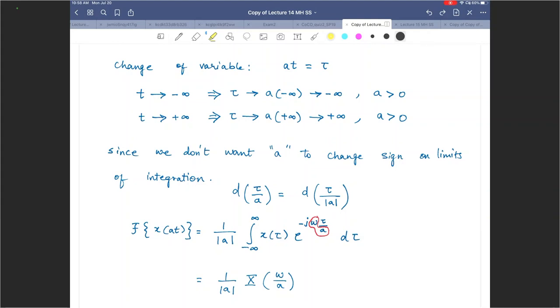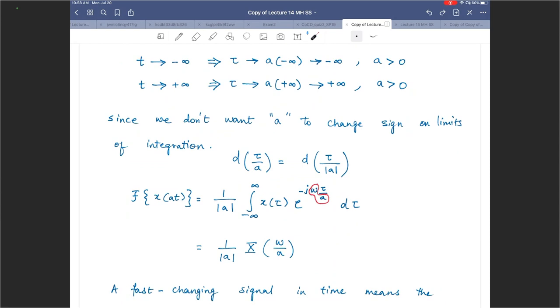Now, since we do not want a to change sign on the limit of the integration, let's see, if you do a d tau, what is d tau going to be? dt is going to equal d tau divided by a. So we have d tau divided by absolute of a, because we don't want to change the sign of those limits. Applying the new limits, what do you have?